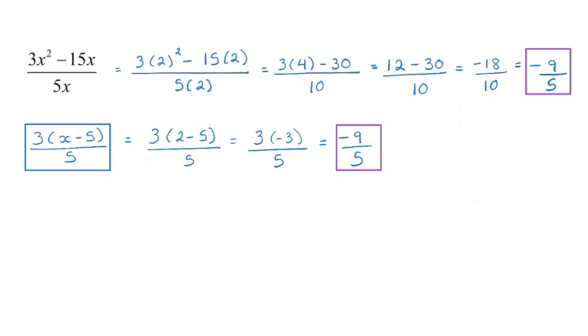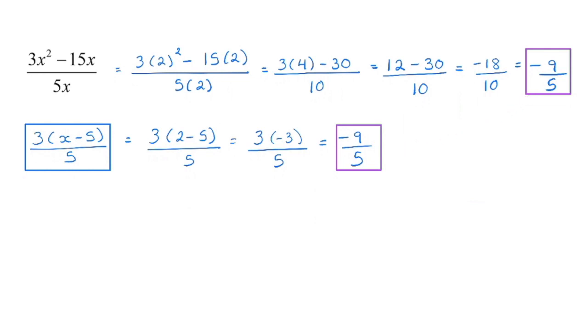So I just went with 2 because it's easy to work with. Every time I see an x in the original question, I substituted in a 2, and then I worked out the value and simplified it down to negative 9/5. In my simplified expression, I also put in a 2 for x, and we can see that they're going to simplify down to the same value.